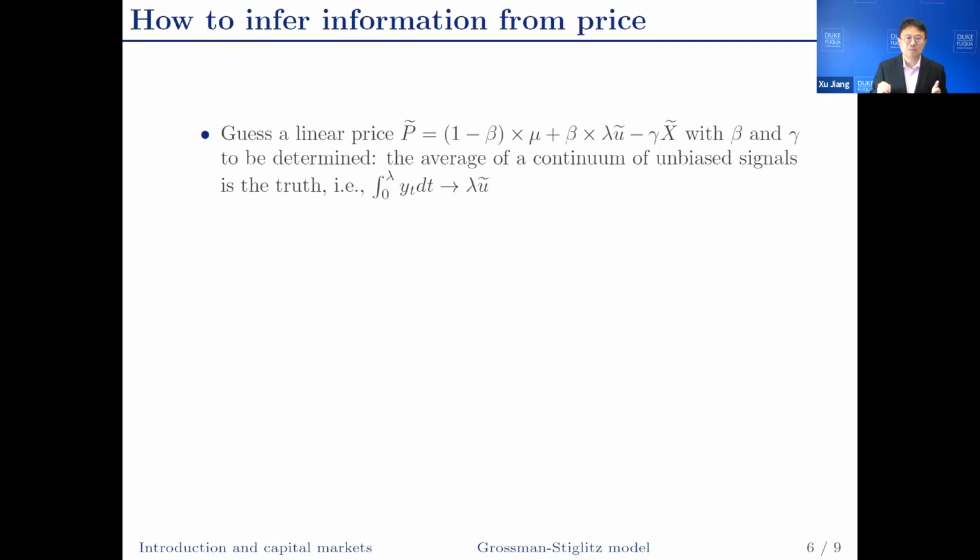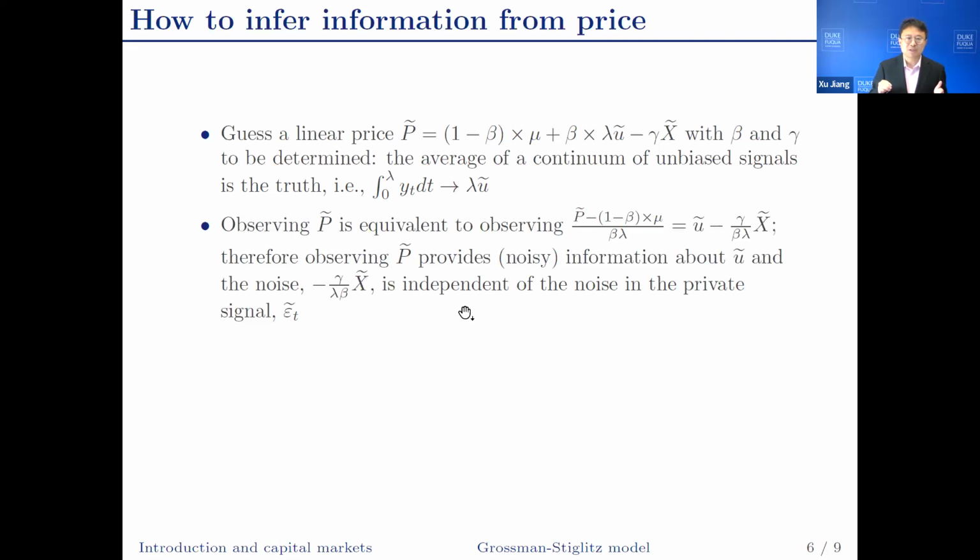The linear price function is also very intuitive. It puts some weight on the prior mean mu. It puts some weight on the average of the private signals, because there is a lambda proportion of privately informed traders, and their private signal is U plus noise. So when you average them, noise cancels out, you get lambda U. And like all price functions, price is going to decrease in supply. So that's where the minus gamma X term comes from. The beta and gamma are endogenous coefficients that eventually will be determined.